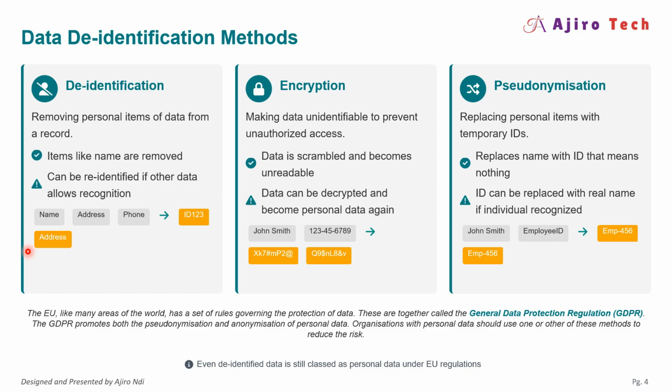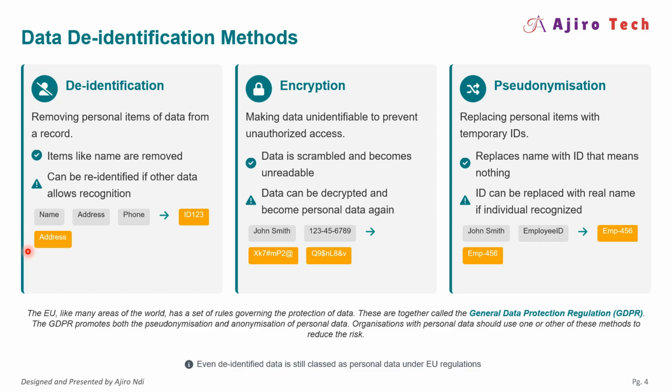But when the data is scrambled and becomes unreadable, take note, it can also be decrypted and become personal data again. So if the person has a decryption key, what is going to happen? The person can still identify the person. Are we together? So encryption is good, but if they have access to the decryption key, they can still identify the person. Pseudonymization.